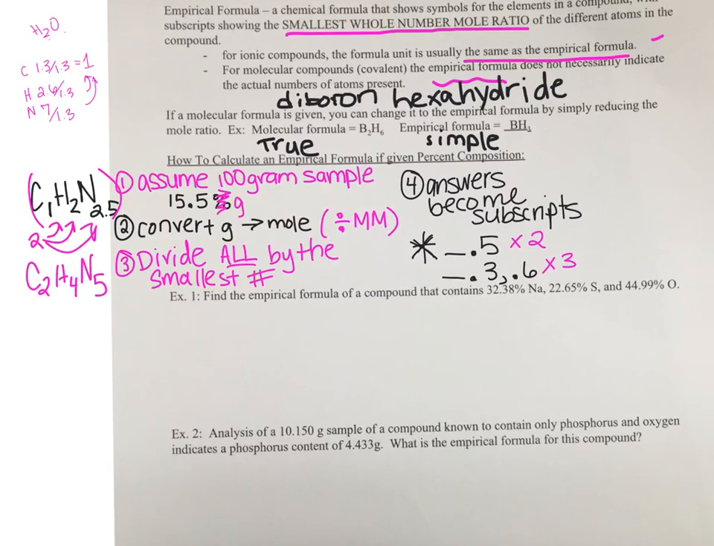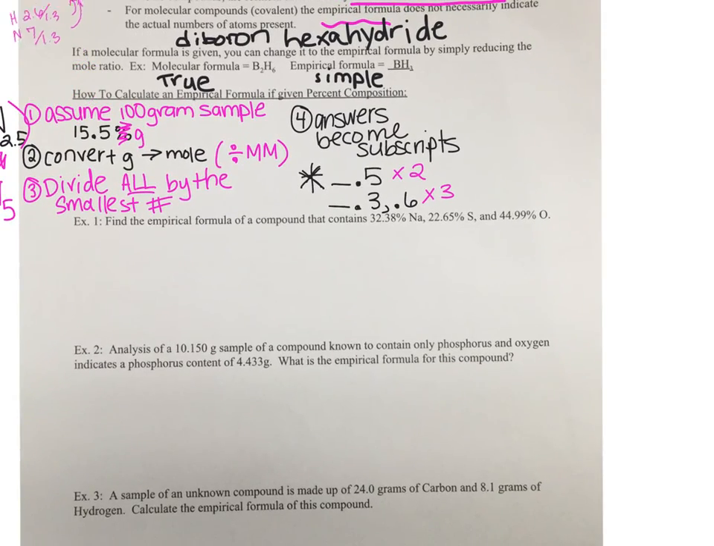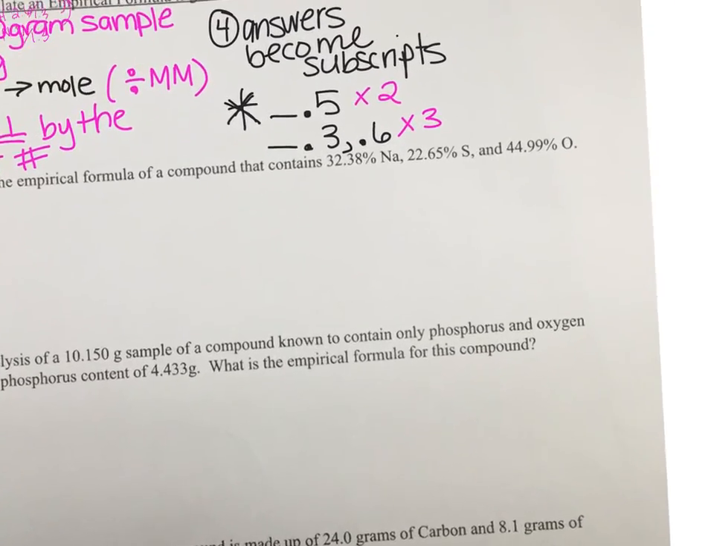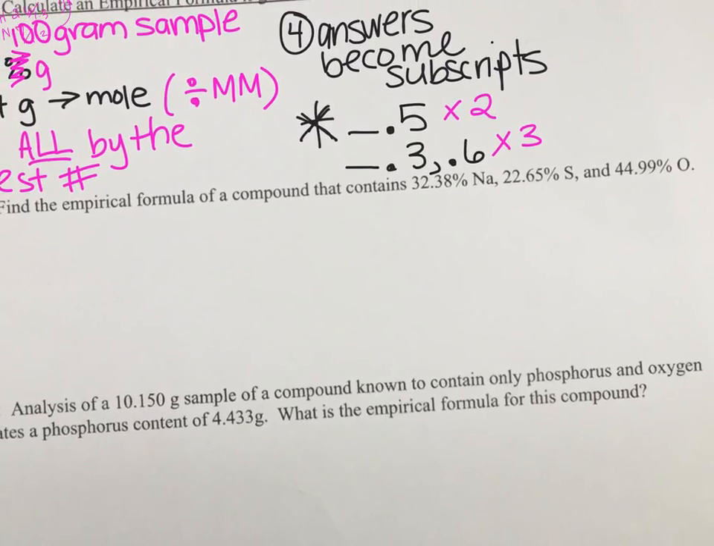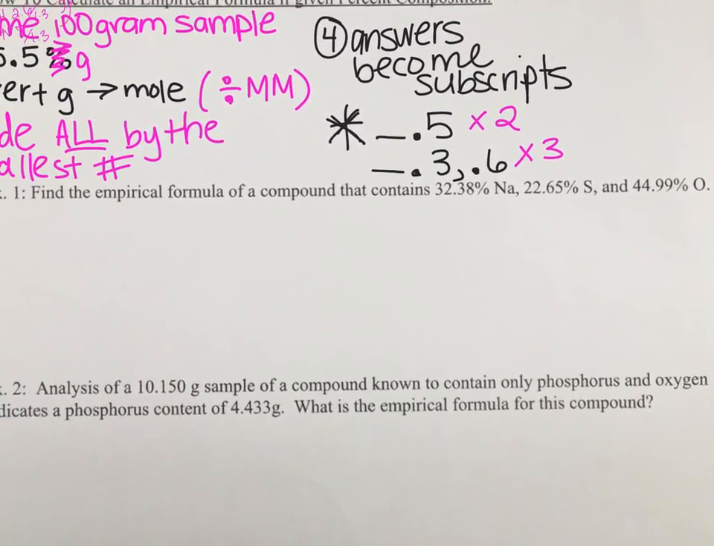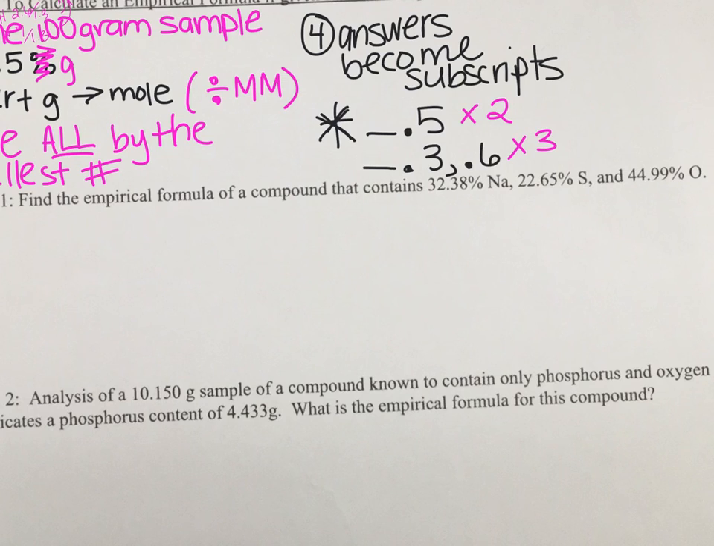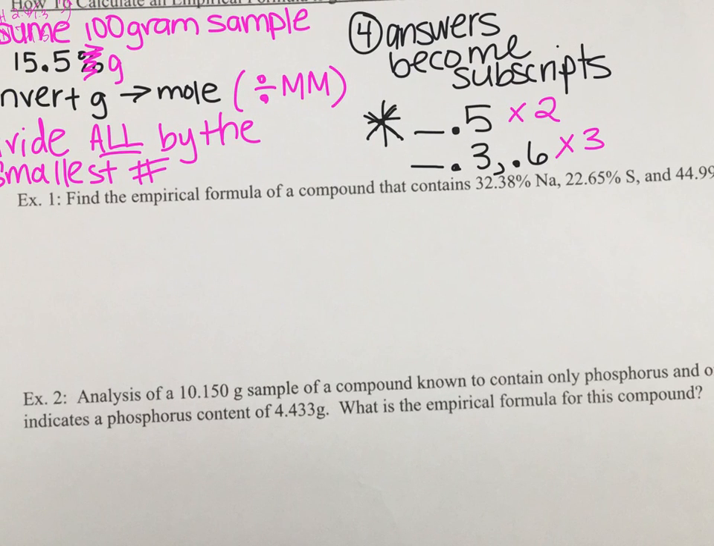All right, so let's look at example 1. Okay. So, for example 1, we have find the empirical formula, and then they give you these percentages, right? So we're going to start with step number 1, which is making sure you are assuming 100 grams.